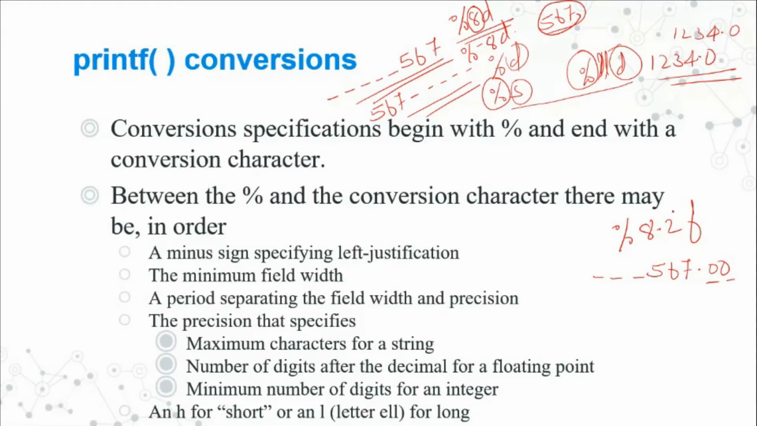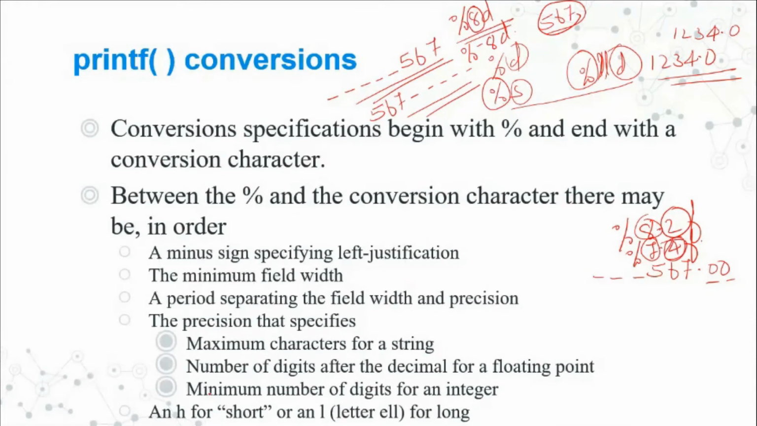So this precision means how many decimal digits are required in our representation. In most cases 2 will suffice, but in some cases you may need, say, up to 4 digits. In that case you have to replace this 2 with 4. So it can be something like %7.4f, where out of the 7 positions available, 4 will be taken for the decimal part. So the precision specifies the maximum characters in the string, and the number of digits after the decimal point for a floating point value.